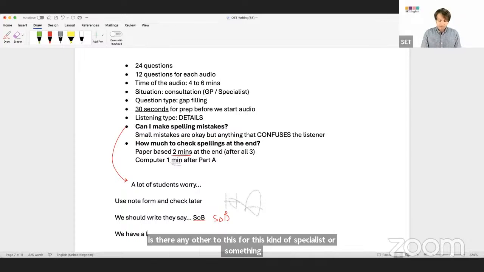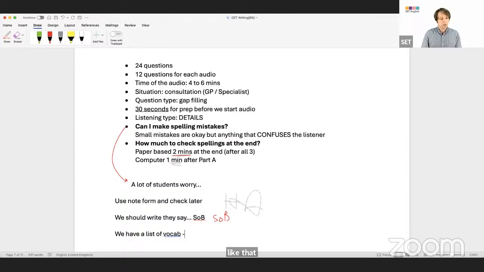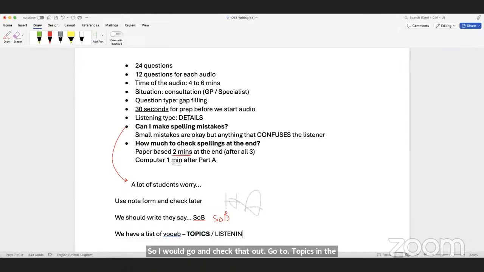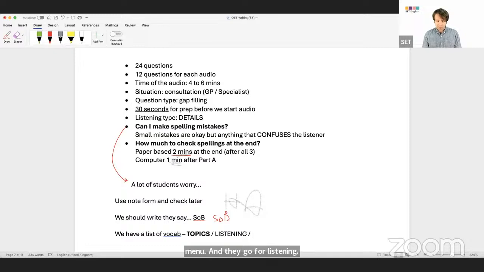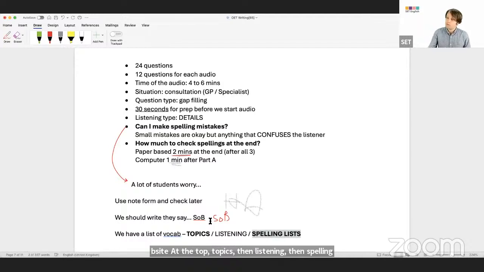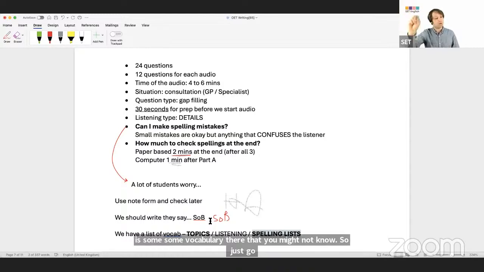We have a list on our website of vocab that you can study. So I would go and check that out. Go to topics in the menu, and then go to listening, and then look down on that page, and you will see something like spelling list. Okay, so on our website, at the top, topics, then listening, then spelling lists. There is some vocabulary there that you might not know. So just go through, it's like 6 pages, but go through it and find things that you don't know.